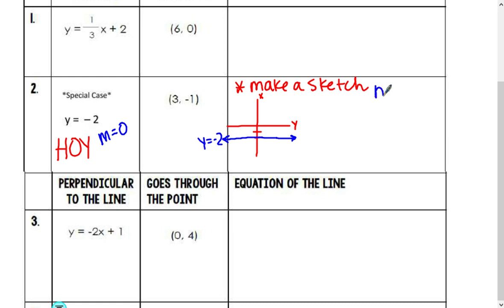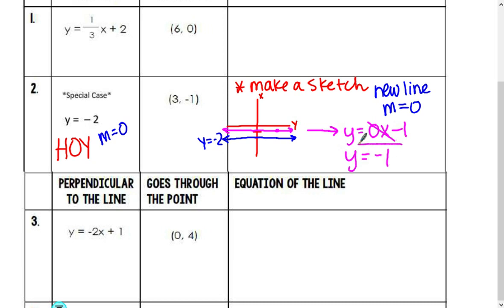So let's say new line. I know that the slope is still going to be 0. But it also has to go through a special point, 3, negative 1, which is right here. For these things to be parallel, this also has to be a straight horizontal line, so that way they do not intersect. So again, special case, this purple line, we could say y equals 0x, and it cuts through the y-axis at negative 1. Or we can just abbreviate it and call it y equals negative 1.